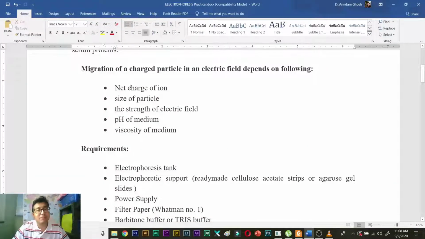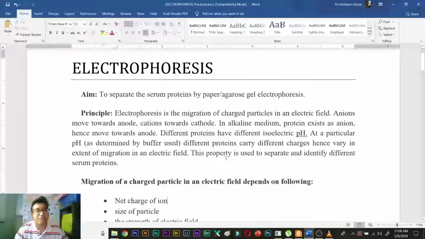What are the factors on which migration of a charged particle depends? Net charge, mass, strength of electric field, pH and viscosity, and lastly the principle of electrophoresis. This will be asked in viva.